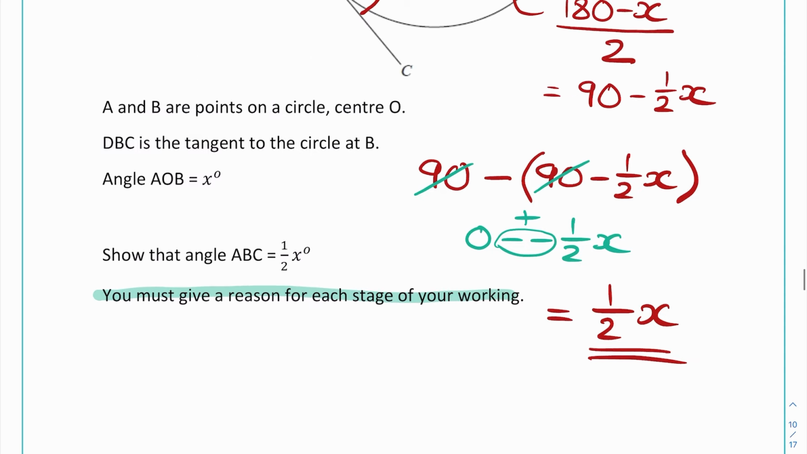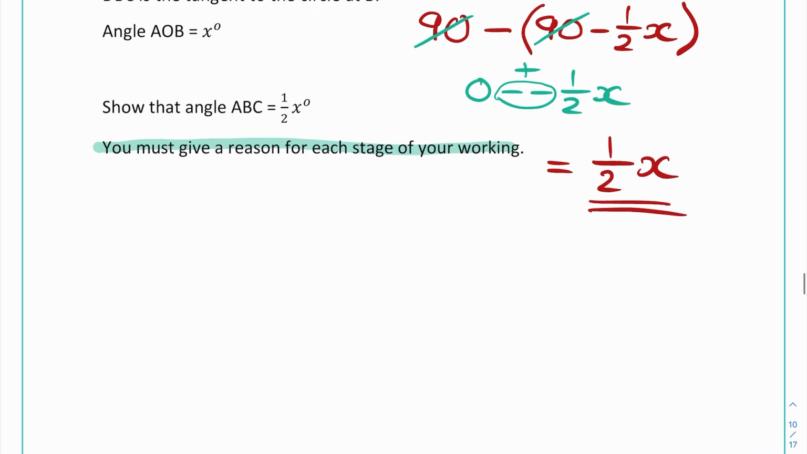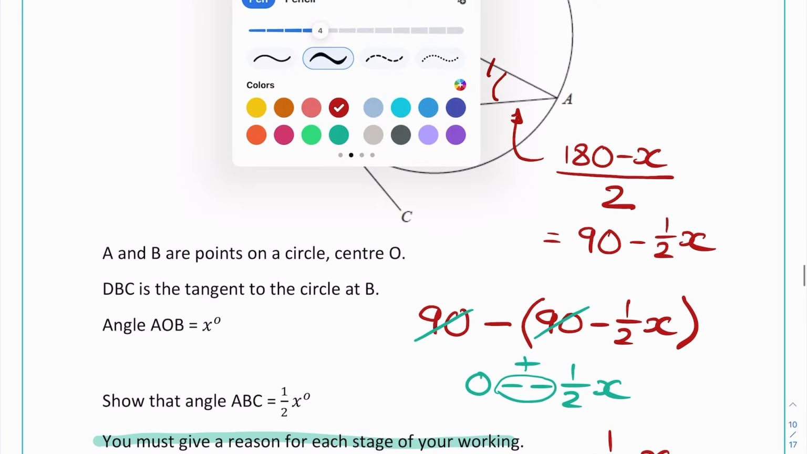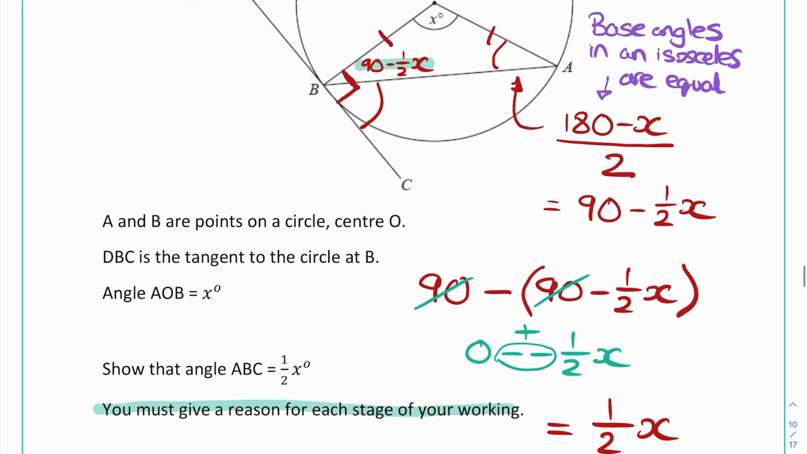Now this question said you must give a reason for each stage you're working. So for each step, if you were to write it below, I've kept the screen up here so you can see the question, but you could write that next to all of your working. So let's just go and add in our reasons for every step. So this one here, we did 180 take away x divided by 2 because base angles in an isosceles are equal. There we go. And it is fine just to label these things right next to your working out all around the sort of diagram.